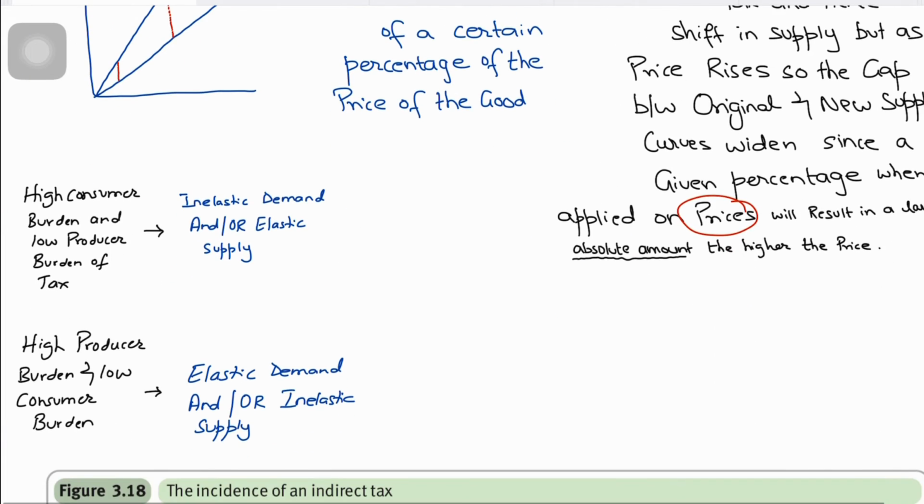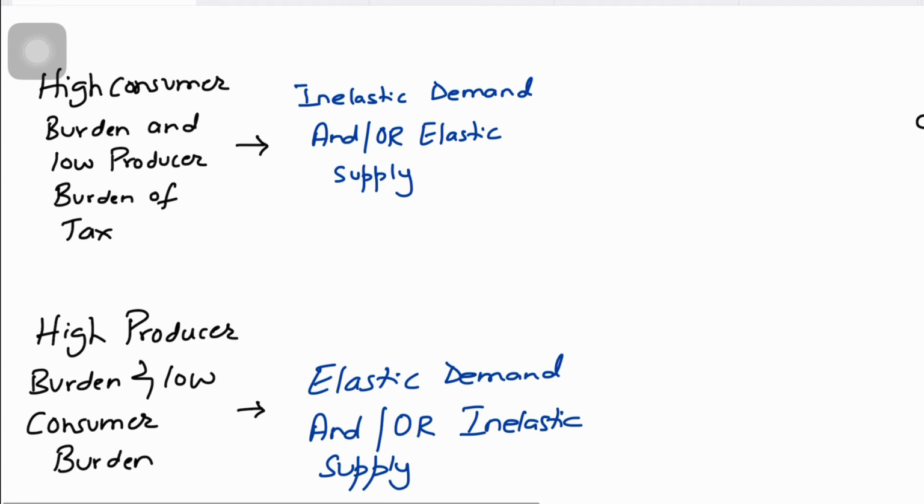And now, if you want to know whether the tax burden falls more on the consumer or the producer, you need to understand that the tax burden would fall more on the consumer. That is, there would be a higher consumer burden of the tax and a lower producer burden of the tax if your demand is inelastic or supply is elastic. It could be an inelastic demand and elastic supply, or inelastic demand or elastic supply.